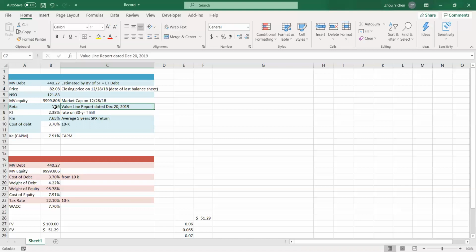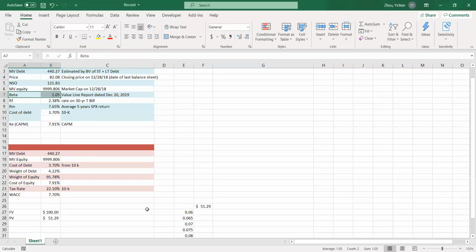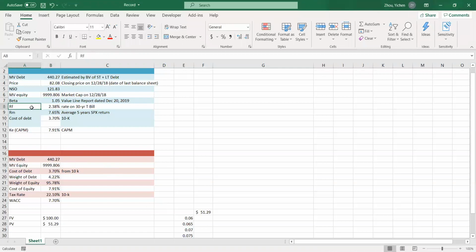For example, we found beta on Value Line here, but you could also use Morningstar or Bloomberg to find beta. However, different sources you use would give you a different beta. So that's why we need to run a sensitivity analysis in the end. However, the beta among different sources would not vary that much.